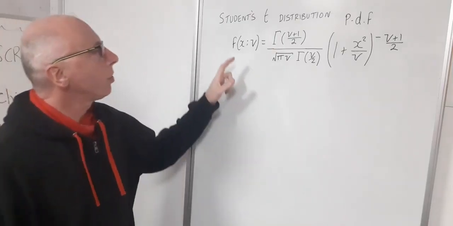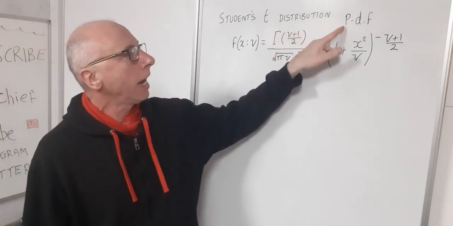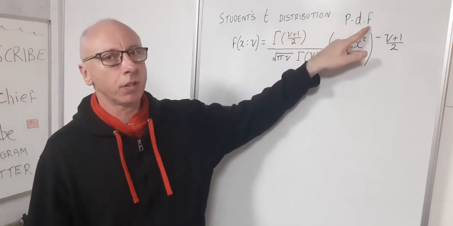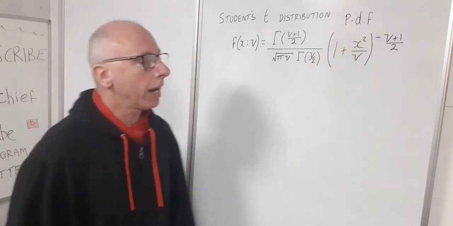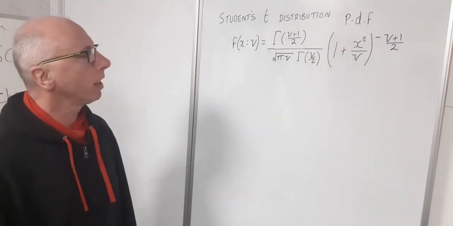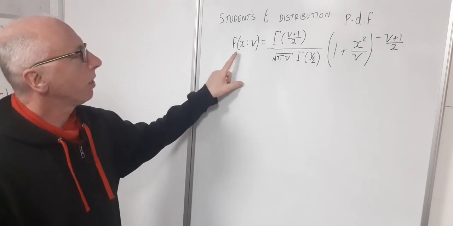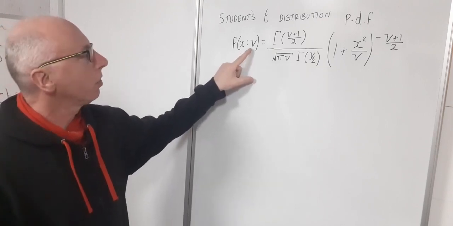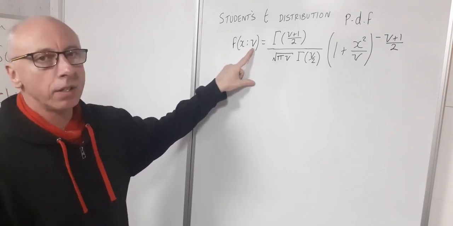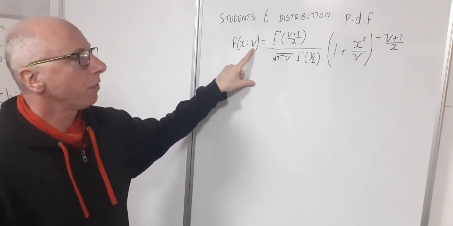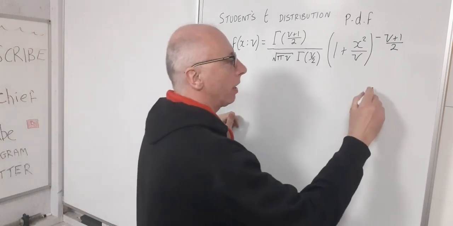So in this video we're going to look at the student's t distribution, and in particular its probability density function. Now I've got the probability density function written out here, and it's a complicated looking thing, it really is. Now it's given as f of x given nu, where x is our random variable and nu is the degrees of freedom. So I'm going to write that up here.